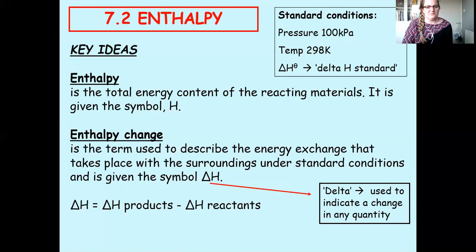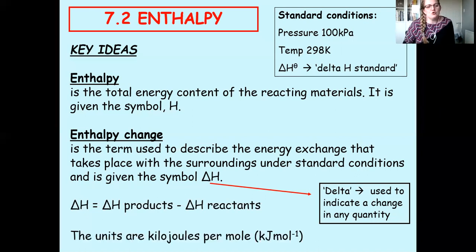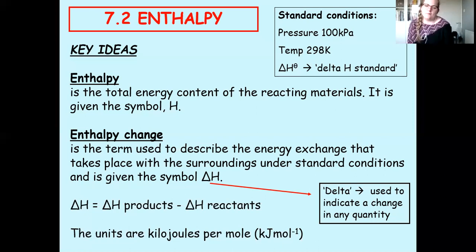So enthalpy change, delta H, how do we work this out? Well, we take the enthalpy of products minus the enthalpy of reactants. And the units that we measure this in are kilojoules per mole. That's really important to remember, it's in kilojoules per mole. So that is basically what enthalpy is. It's all the energy content of our reactant materials, and enthalpy change is describing that exchange between the surroundings under those standard conditions and the reactants.